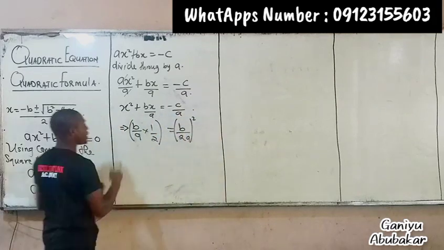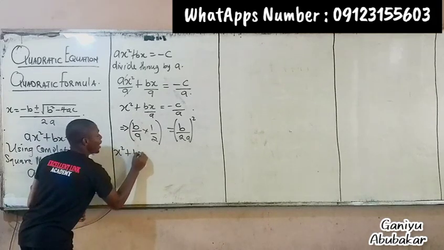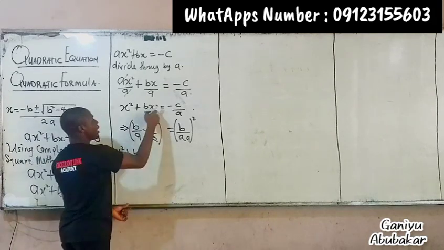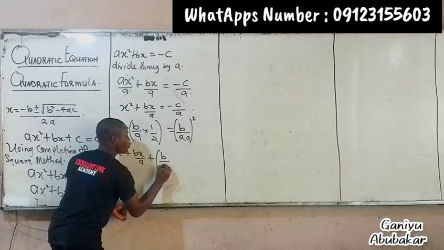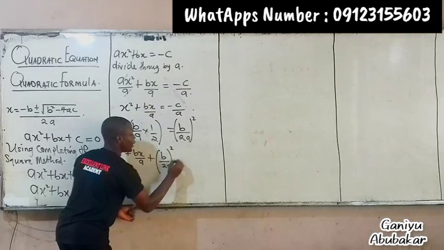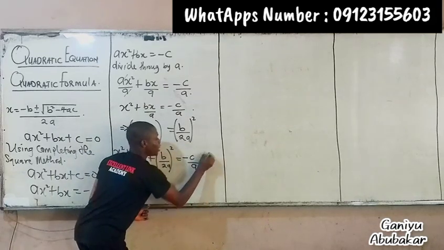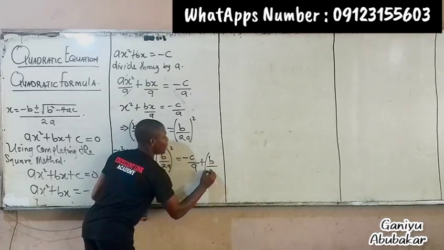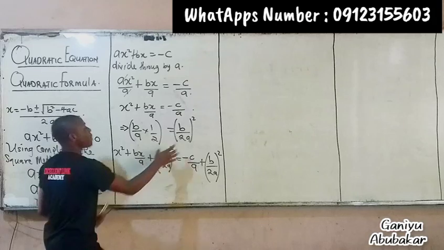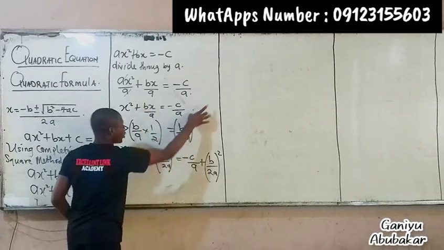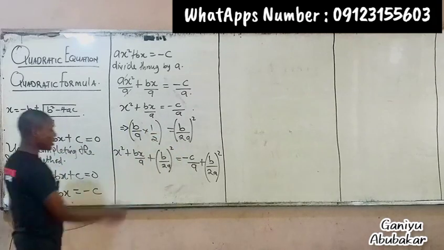In that case, I'll have x squared plus bx over a. Next up, plus b over 2a all squared is equal to negative c over a. What is still what? b over 2a all squared. We just said that. Add this to both sides of the equation. Of course, I add it to this one and I add it to that one.